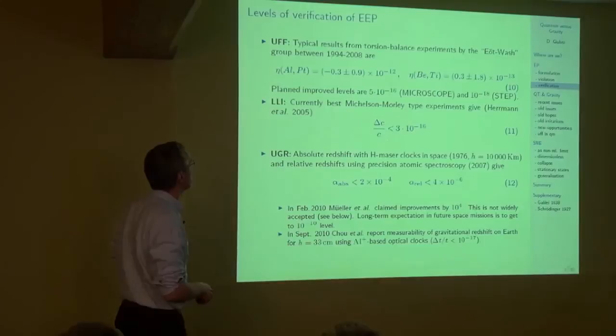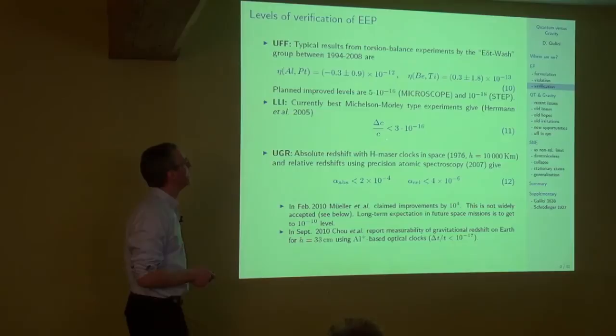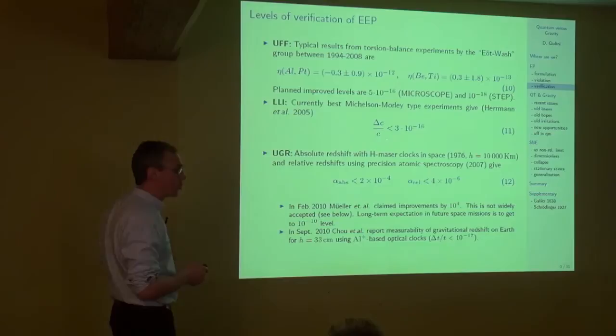Now, what is the level of verification of the equivalence principle? A famous experiment at Washington University, the group is called Eöt-Wash, between 1994 and 2008. They took also torsion pendulums, this purely classical experiment. For example, they took aluminium and platinum, and so it's 10 to the minus 12. They took beryllium, titanium, 10 to the minus 13. And for various reasons, they took various components and made these measurements.